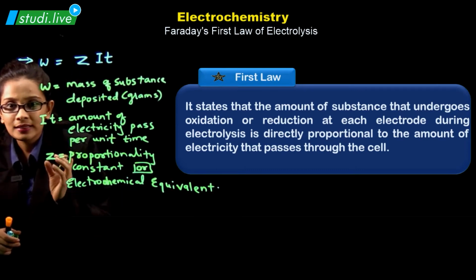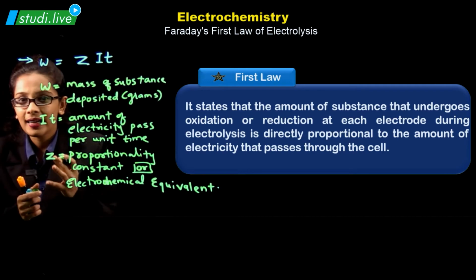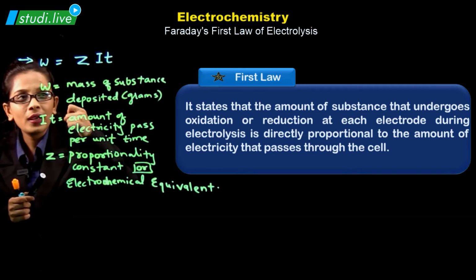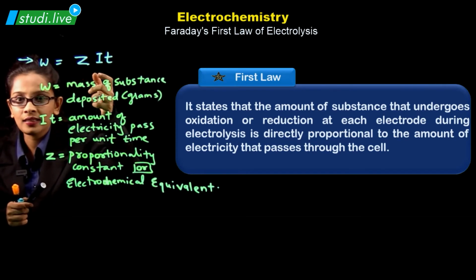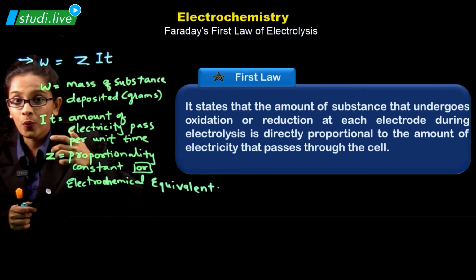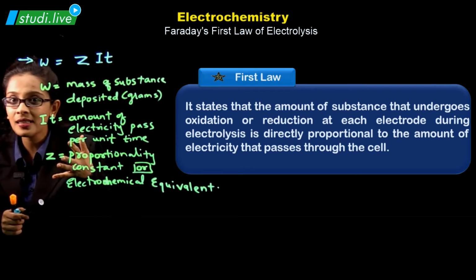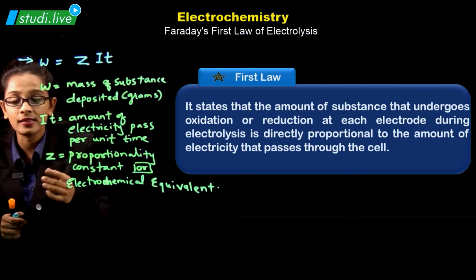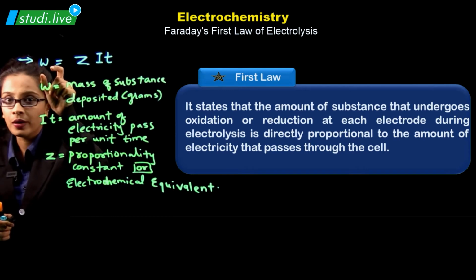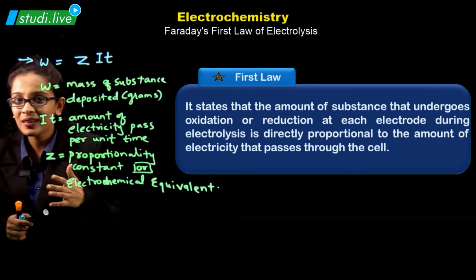Now, this Z, electrochemical equivalent, is a very interesting term. Let's understand this part more. What we can say about Z is that it is nothing but the amount of substance produced when we have passed 1 coulomb of electricity. Can we say that? Yes, definitely. So I'm repeating myself: Z is nothing but the amount of substance produced when we pass 1 coulomb of electricity through it.